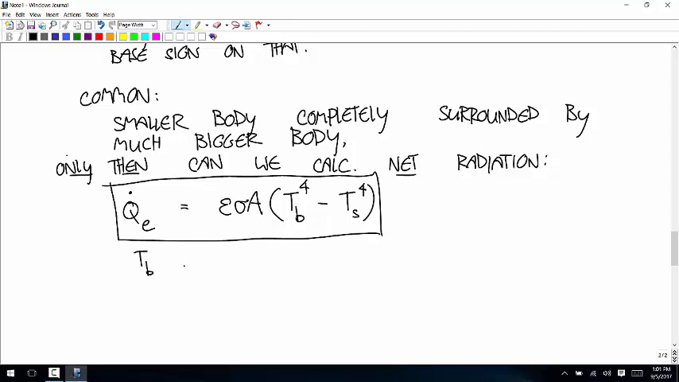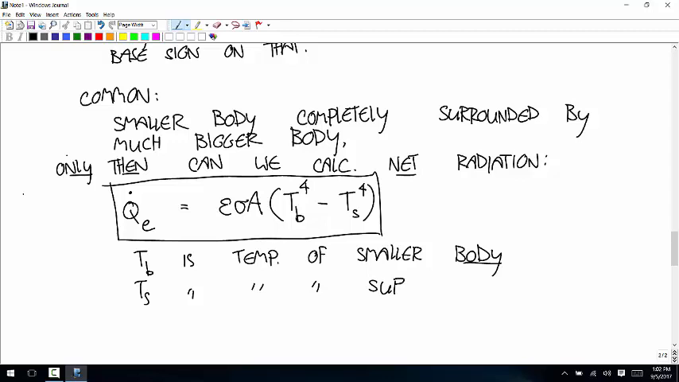So T_B is the temperature of the smaller body. The B on there is for the body. And T_S is for the surroundings. So T_S is the temperature of the larger surroundings.